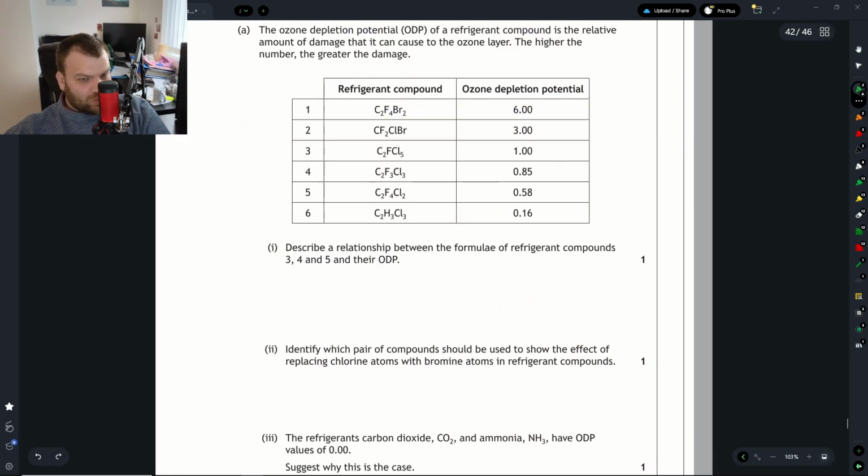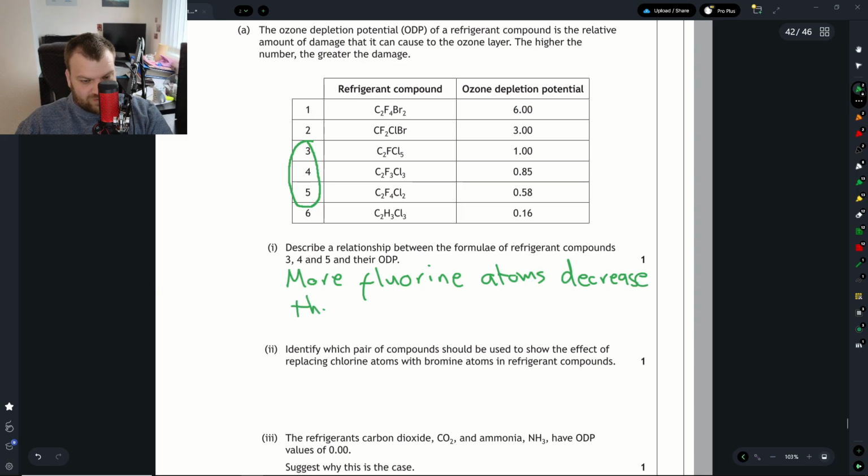In part A1, we're asked to focus on chemicals 3, 4 and 5. The differences in these ones are the number of fluorines or the number of chlorines. I'm going to focus on the fluorines. More fluorine atoms decrease their ozone depletion potential.